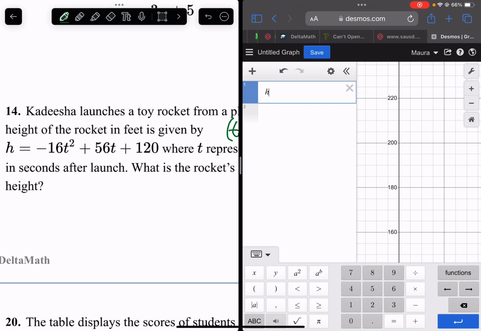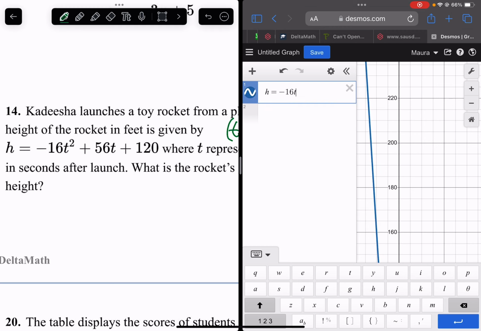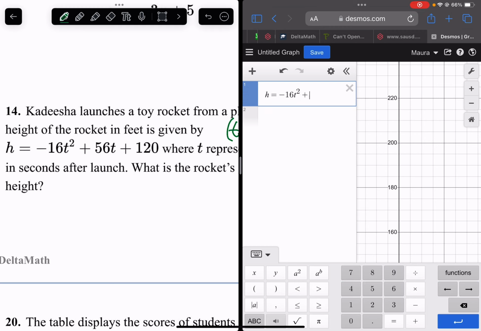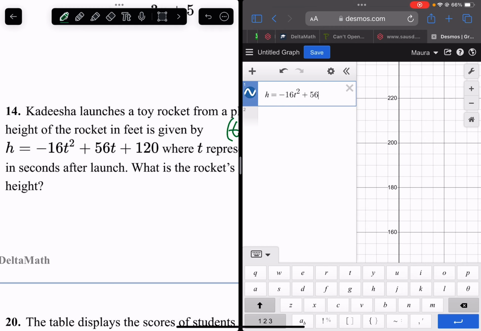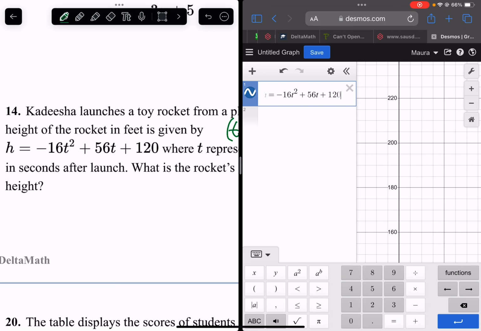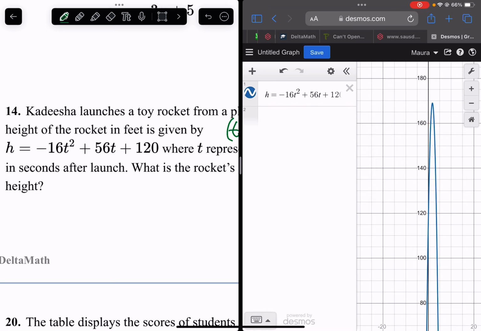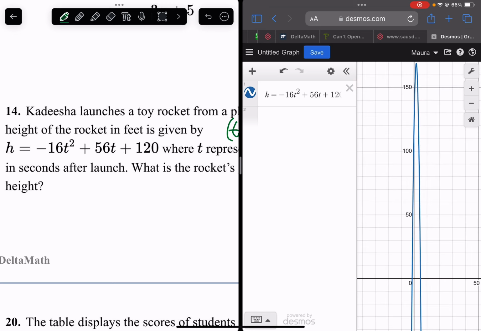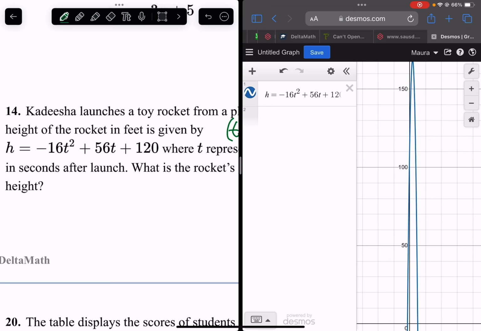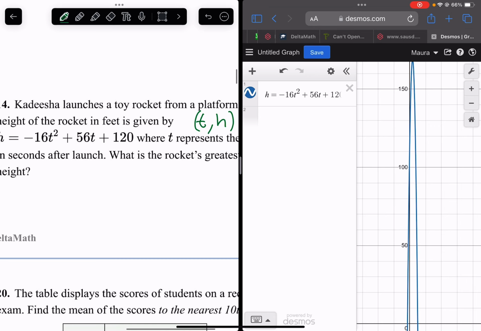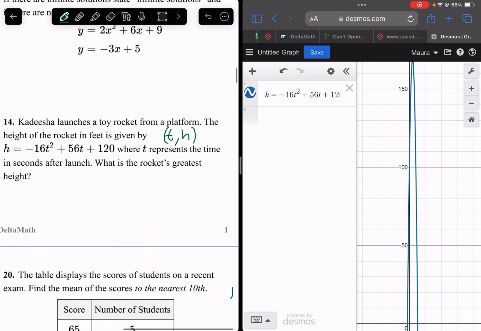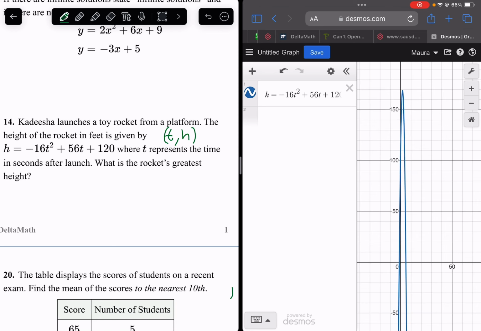We say that h is equal to negative 16t squared plus 56t plus 120. All right, and it goes ahead and graphs the function for us, which is very nice. And as you can see, we have the graph here that is representing the rocket. And they're asking us, what's the rocket's greatest height? So we can see the rocket's path here.